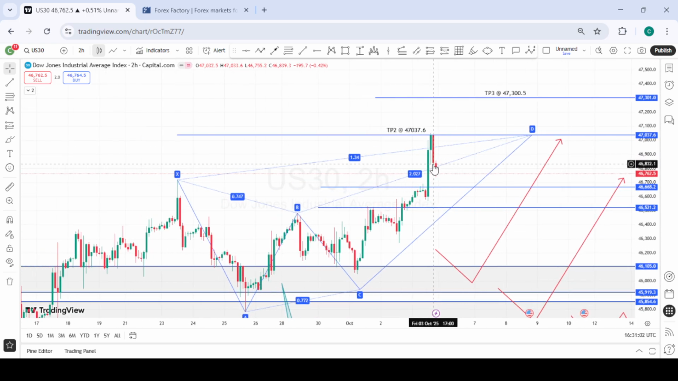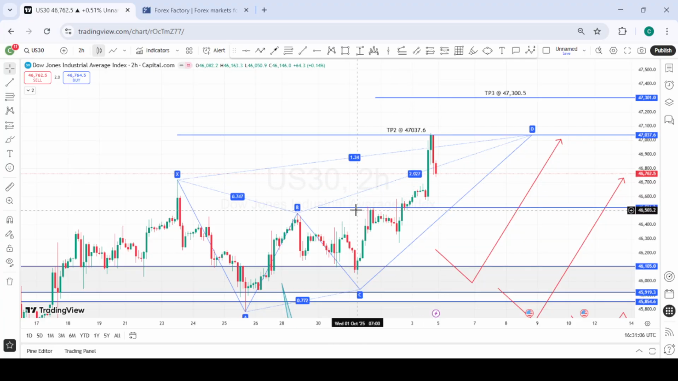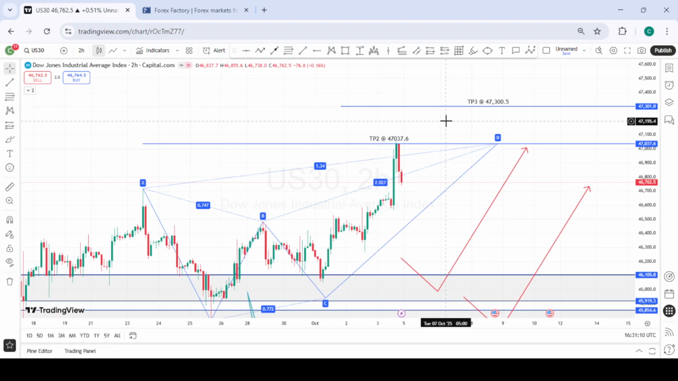For the coming week, we can look out for a continuation to this TP3. Price still has a potential to hit this TP3, so we can be looking for buying opportunities. If price pulls back into any of these zones and we get a buying opportunity, we can continue the buy to the upside to this TP3, which is also very possible to get to.